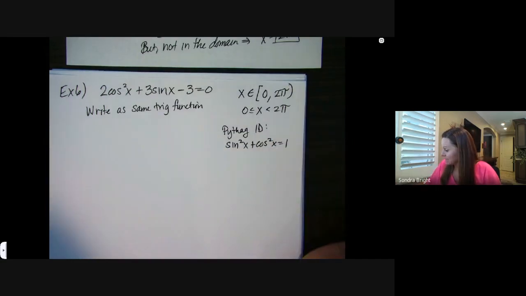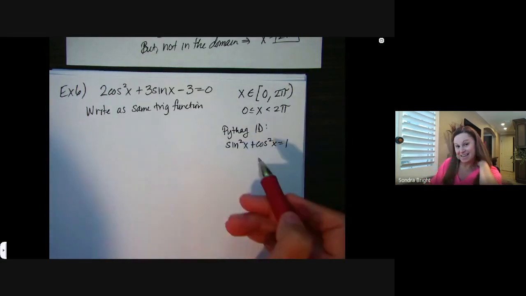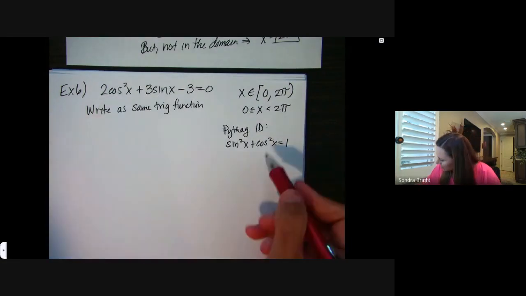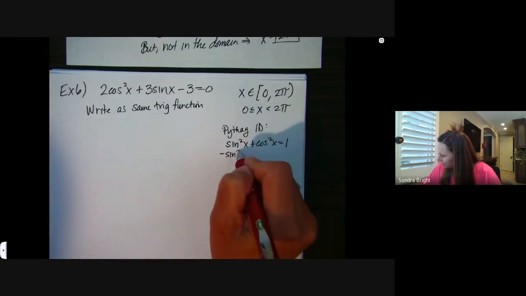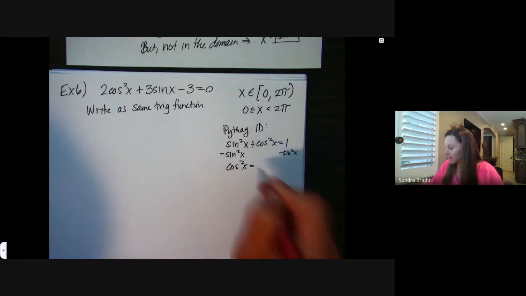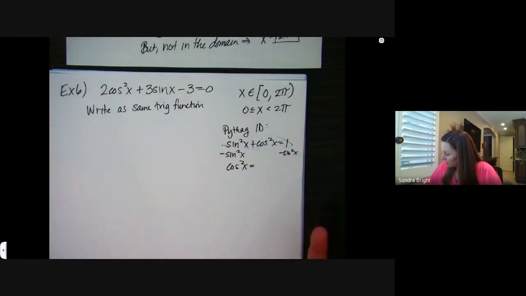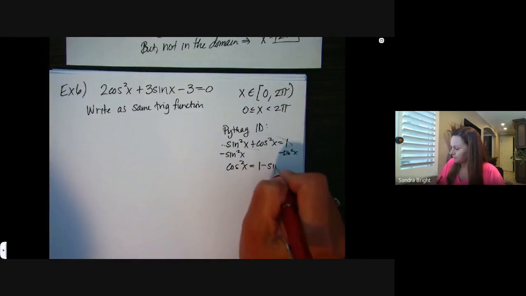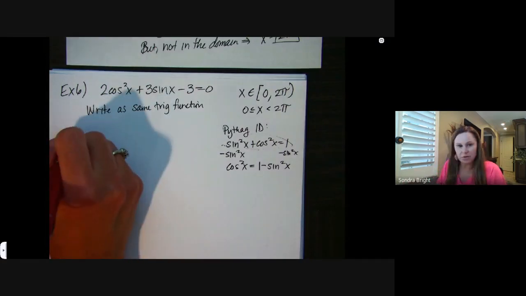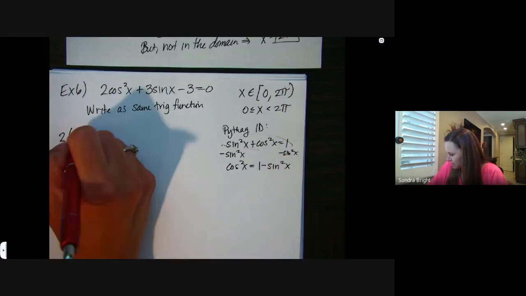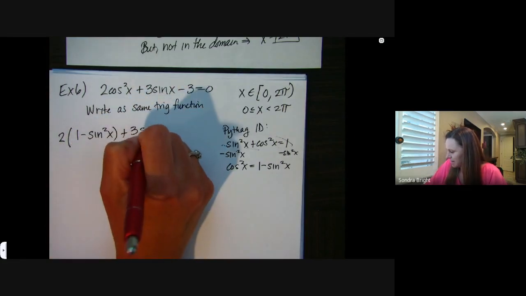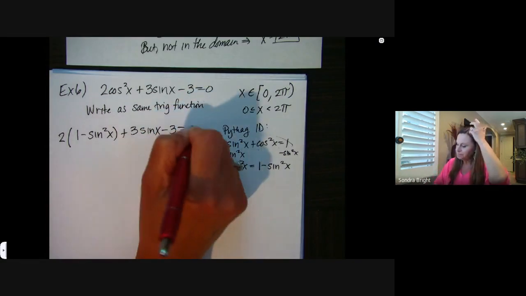So that means I can write, I've already got a sine here, so what I really want to do is write cosine squared in terms of sine. If I subtract sine squared from both sides of the equation, then another identity is that cosine squared is equal to 1 minus sine squared. So that's what I'm going to replace this with. So it's a 2 times, and instead of cosine squared, I'm going to replace it with 1 minus sine squared. And then I have a plus 3 times sine of x, and then a minus 3 equals 0.